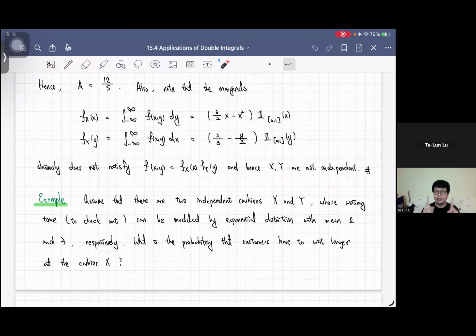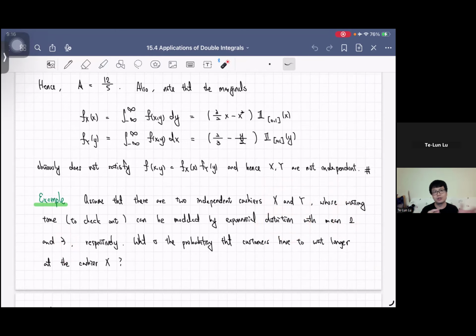So say there are two independent cashiers, x and y. You have two cashiers there, and you want to check out. We already know that their checkout times can be modeled by the exponential distribution with means 2 and 3. So those are the waiting times, right? Maybe 2 is 2 minutes and 3 is 3 minutes.